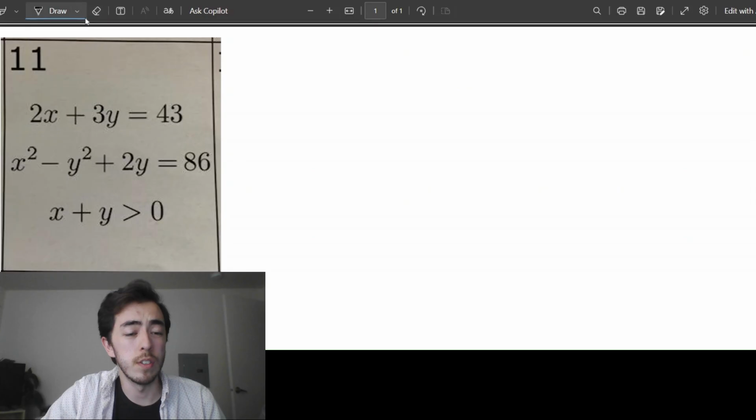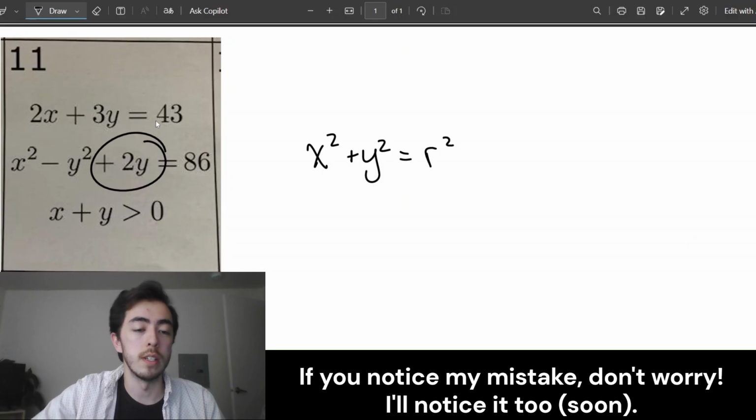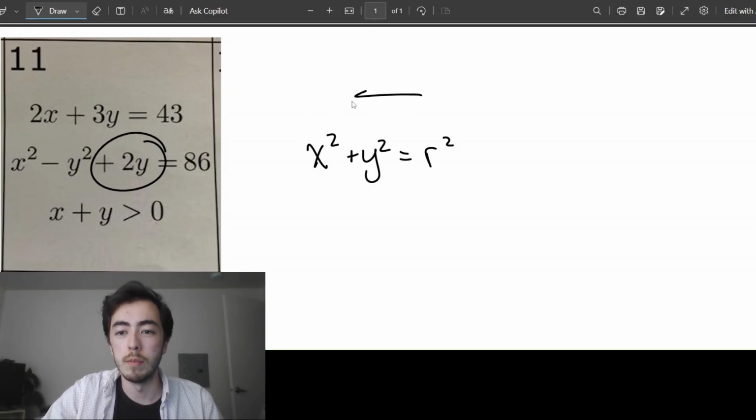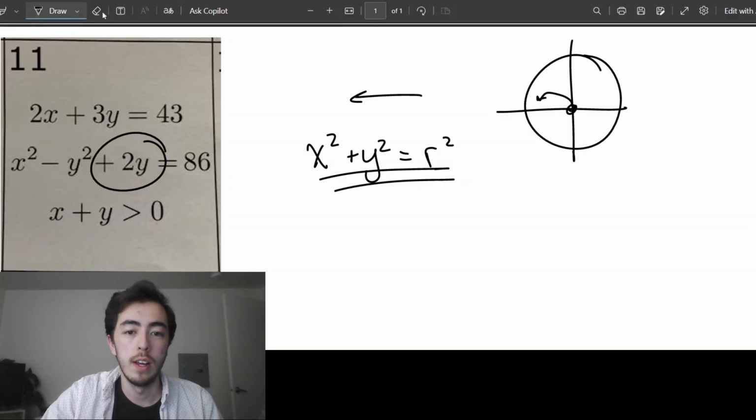This one's a little bit different. I believe this is a circle. Circles generally have the equation of x squared plus y squared equals some kind of radius squared. This plus 2y is doing a little bit of something. I believe that's going to be a shift left, as in normally circles of this equation are centered on the origin. I believe that plus 2y is shifting it left by 1 unit.